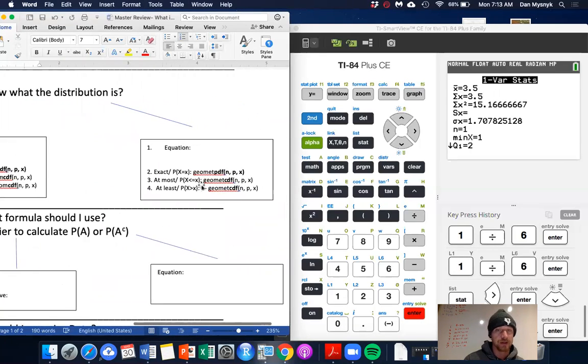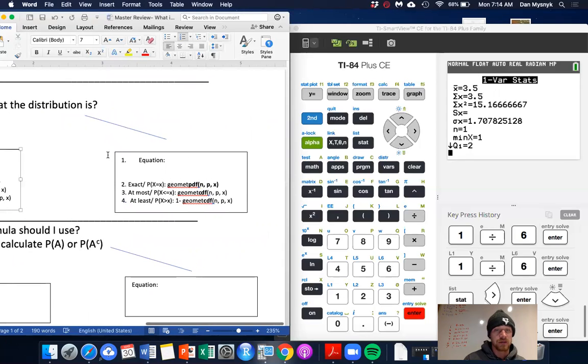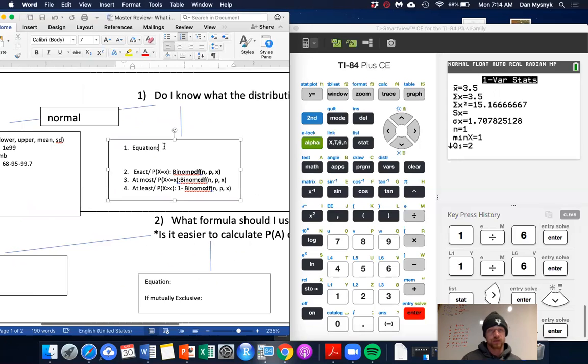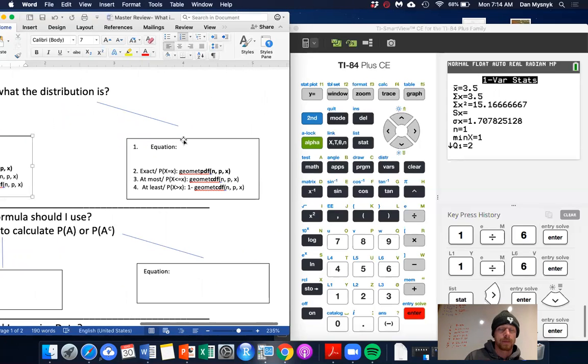Remember, that's BINS. Might also be geometric. If it's geometric, it's BITS. We say we don't know if it's BINS. We don't know the number of times we're going to do something. We call this the waiting game, or until.